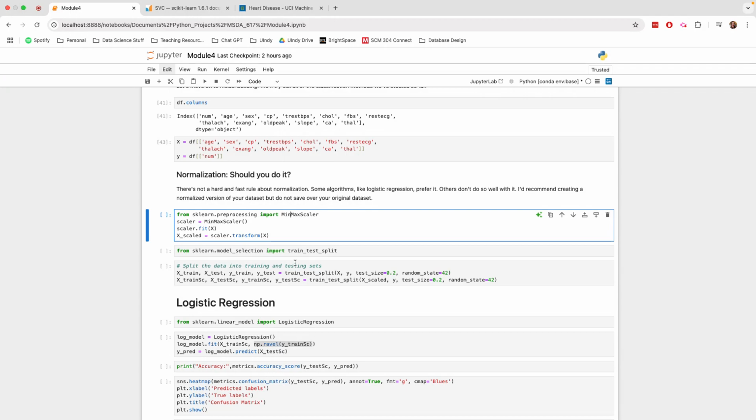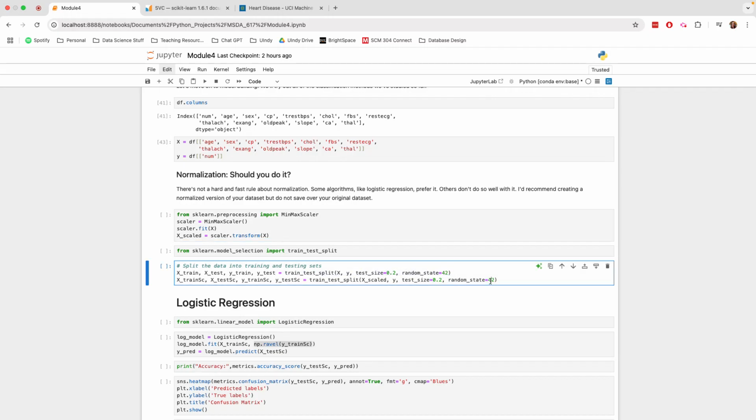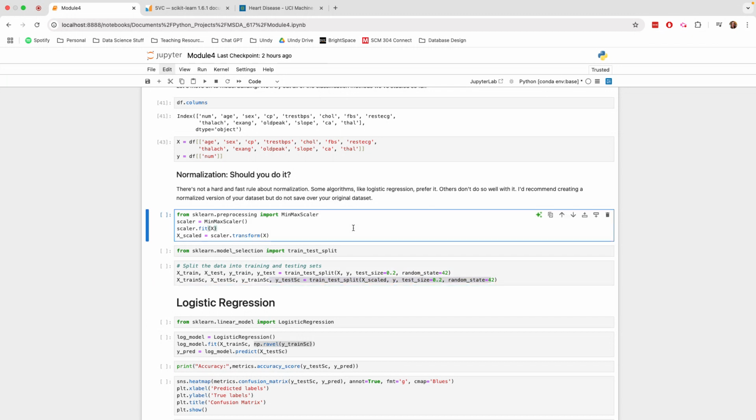And you'll notice here when I'm splitting my data set into the train test split, I'm just doing it twice, completely normal and then the other way, the scaled one, just so I can keep track of everything.